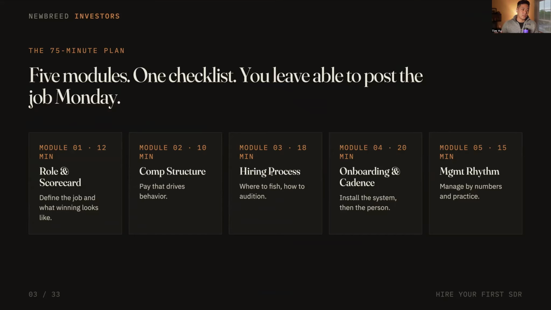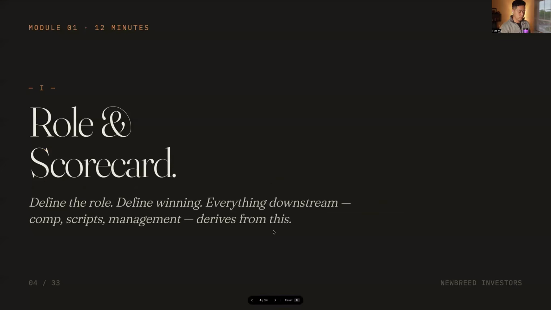And then the last two are more of the onboarding. When you do hire somebody, how do you get that person ready to be in the real estate community and to understand what you need in your business? And then the overall management, the rhythm, the cadences of meetings, and how to track things. So start with module one, the role and the scorecard. Defining the role is defining what is winning for you, right? So everything goes downstream.